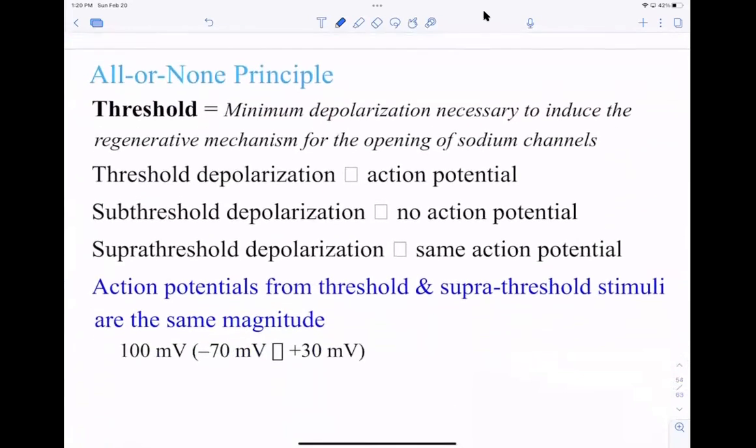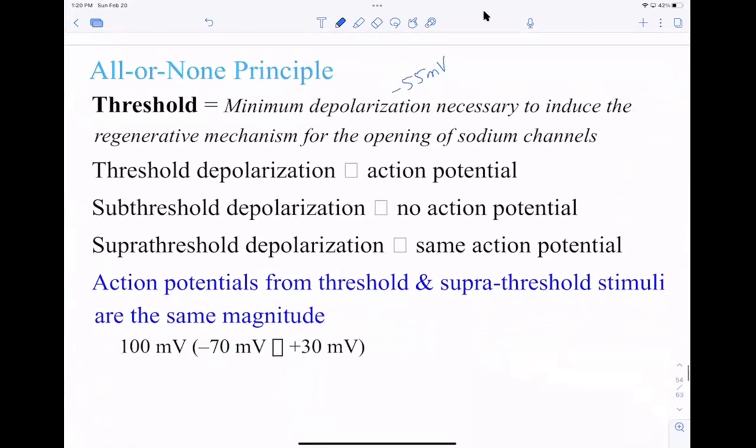The idea of threshold is that minimum depolarization from -70 to -55, enough to then cause an action potential. If you don't open enough voltage-gated channels, you can't get enough sodium in there and you can only get it to -60 or -58, it's still not going to be enough to hit threshold.